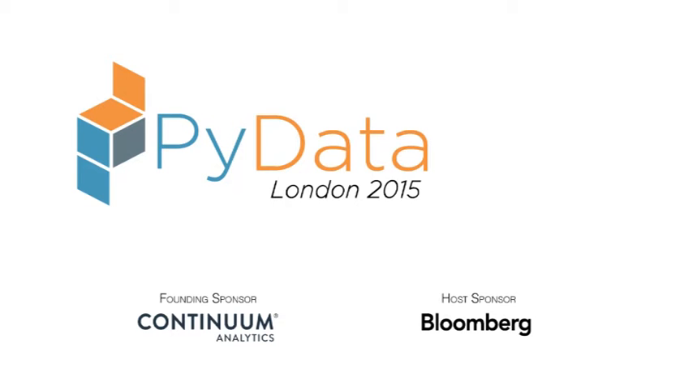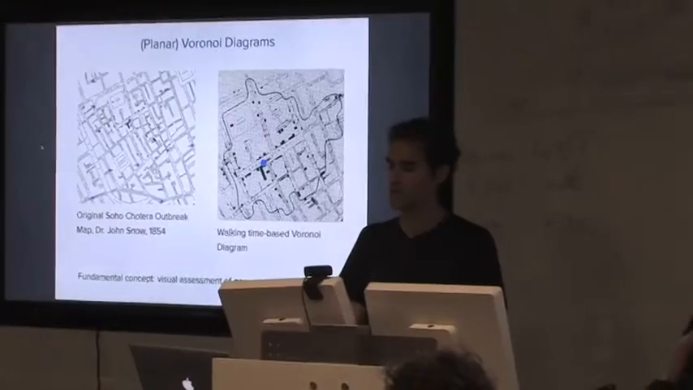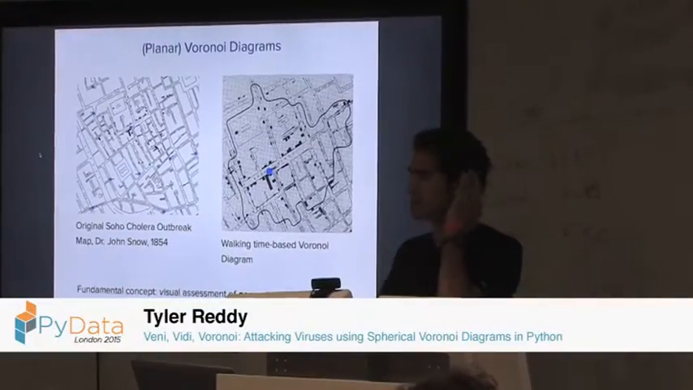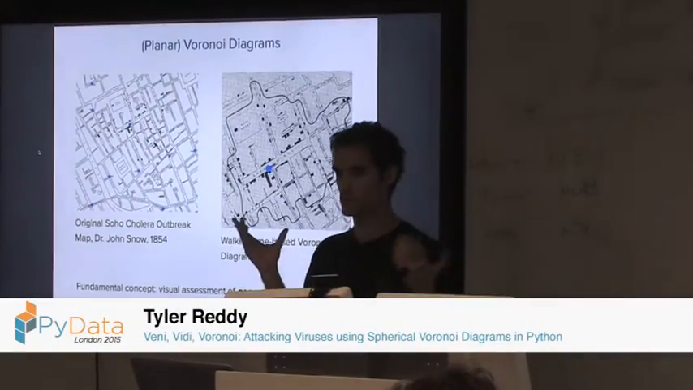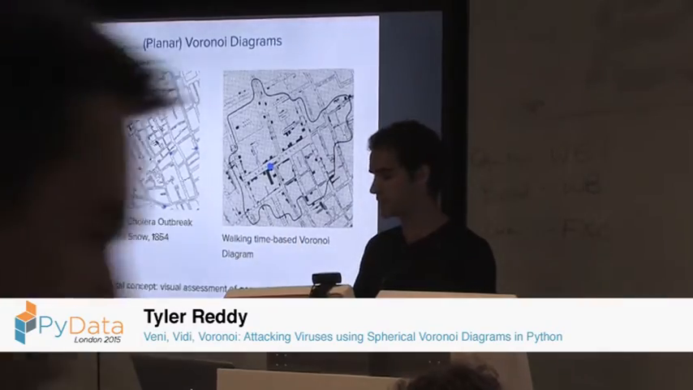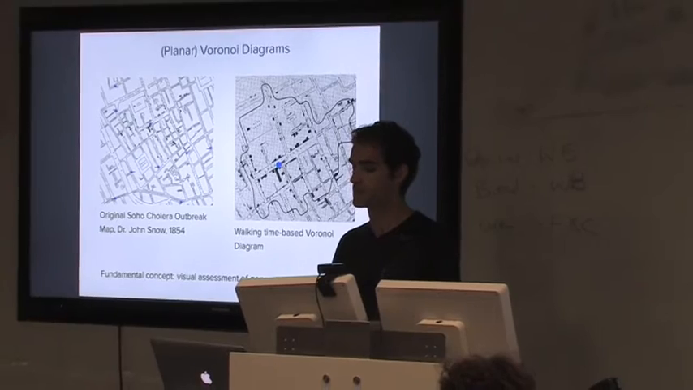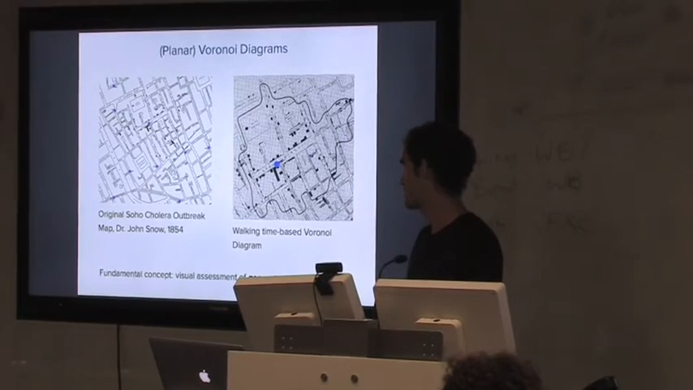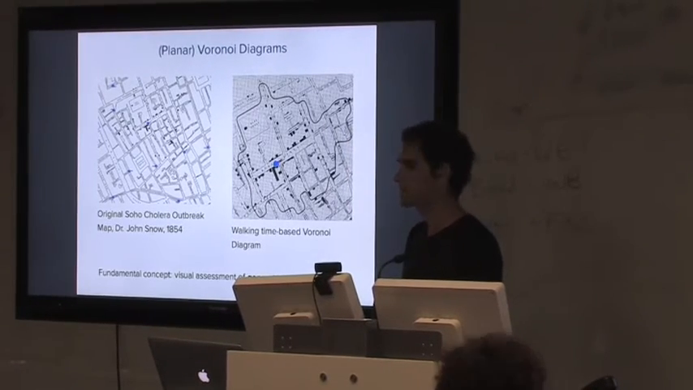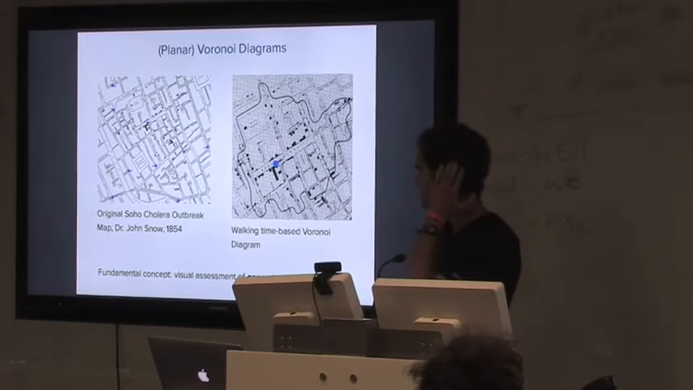So I'm going to talk about Voronoi diagrams this morning, and maybe some of you don't know what those are, so I'll take you through some of the basics. And there's no more appropriate place than London to talk about Voronoi diagrams, because one of the first instances of modern epidemiology used the form of Voronoi diagram to look at the cholera outbreak in Soho about 150 years ago.